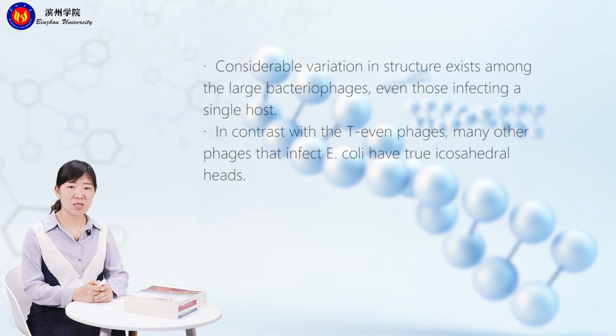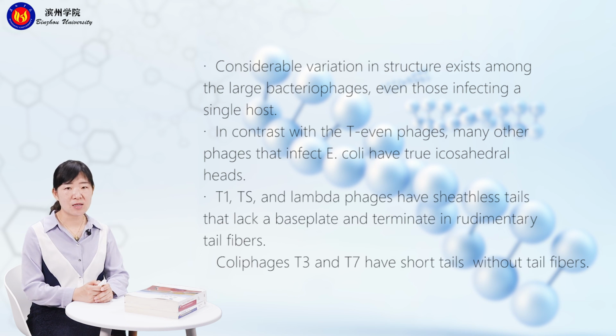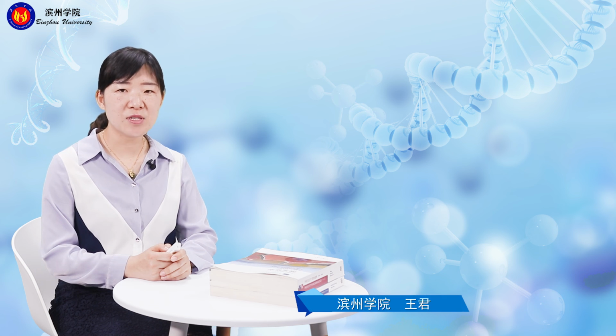In contrast with the T-even phages, many other phages that infect E. coli have true icosahedral heads. T1, T5, and lambda phages have sheathless tails that lack a base plate and terminate in rudimentary tail fibers. Coliphages T3 and T7 have short tails without tail fibers. Okay, that's all for this section.